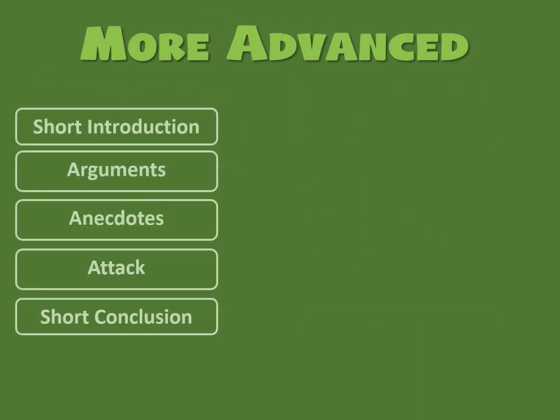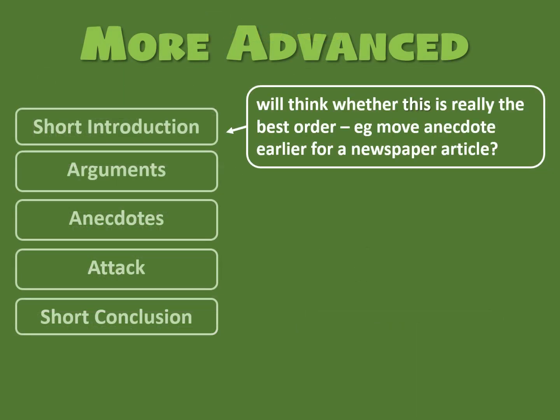A more advanced approach will consider whether this order is the right order to do it. So some newspaper articles tend to begin with a lengthy anecdote before going into the arguments. They change the order round. So you haven't got to write it in this way. You'll take a bit more ownership of planning it in a way that suits that particular task and how you want to write it.